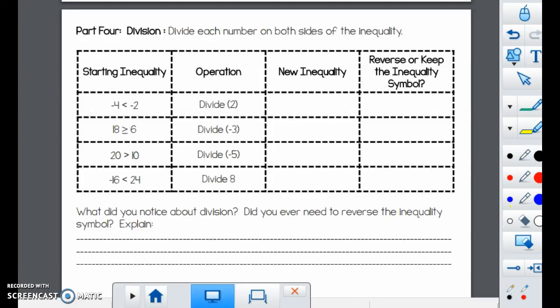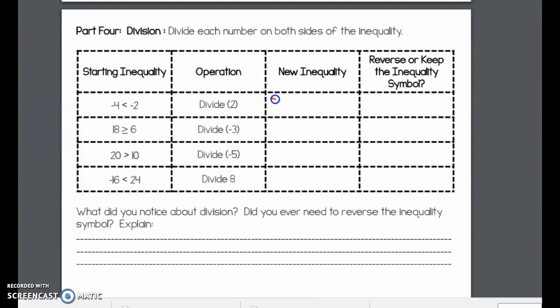Okay, this is the division part of your homework for tonight. So if I divide both of these numbers by 2, is it still a true statement? Negative 4 divided by 2 is negative 2. Negative 2 divided by 2 is negative 1. Is negative 2 less than negative 1? Yes, it's further to the left of 0, so I keep the sign.